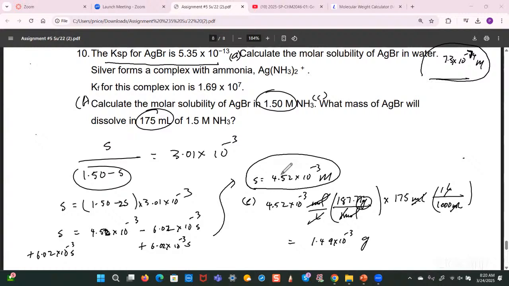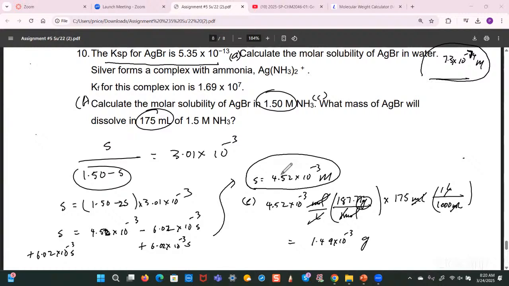Which makes sense because what will happen, as we saw while doing the problem, is the ammonia is going to form a complex with the silver ions, and therefore that will reduce the concentration of the silver ions. Therefore, according to Le Chatelier's principle, the equilibrium will shift in order to form more silver ions, and therefore would increase the solubility of the silver bromide, all right? So that's basically what happens in this case.